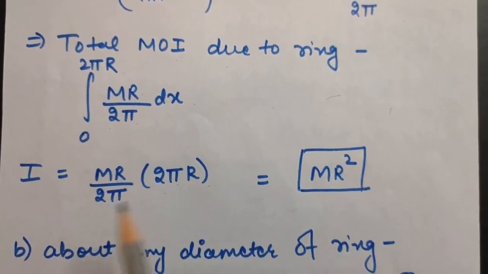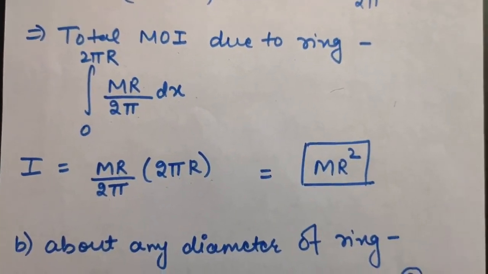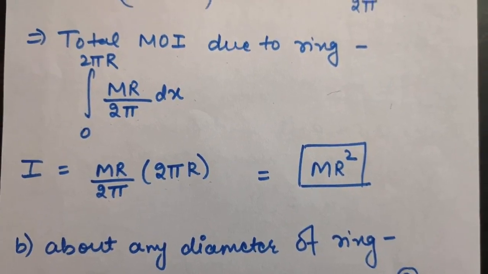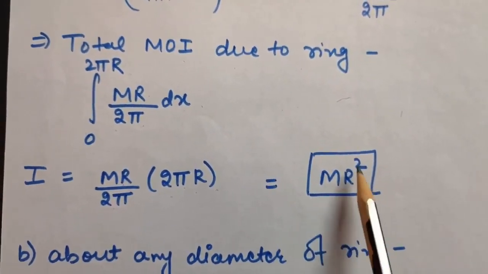So 2 pi will cancel out, so I will come to be MR square. That is, the moment of inertia about an axis perpendicular to the plane of the ring and passing through its center is MR square.